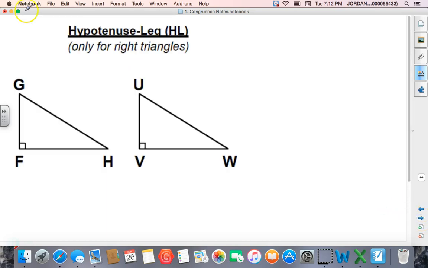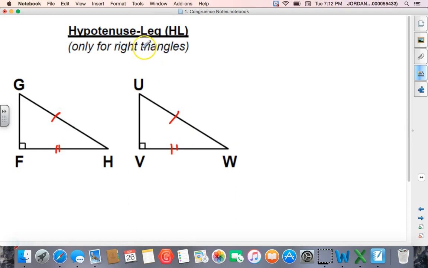All right, and the last one, okay, this is only for right triangles. It's called hypotenuse leg. So we all know the way to identify the hypotenuse on a triangle. It's the longest side. So right here, if I know that my hypotenuse is the same, and I know that either of the legs are the same, doesn't have to be one or the other, but if I know either of the two legs are the same, right, and it's a right triangle, then I know that these are two congruent triangles right here. They're exactly the same triangle. Okay, so this is only for right triangles.